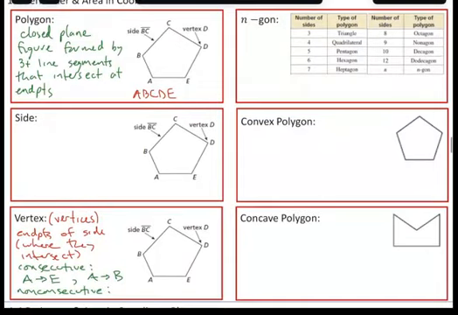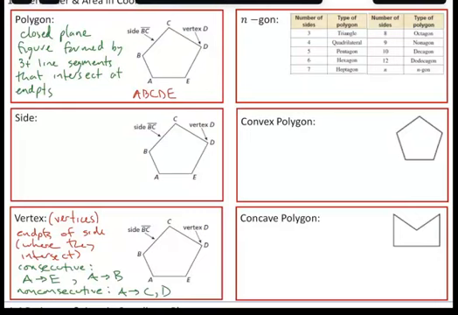The non-consecutive vertices, again, if we start with A, then the vertices that would be non-consecutive to A would be the ones that aren't consecutive. So the only other 2 would be C and D. So those would be the 2 non-consecutive vertices regarding point A. Now each individual vertex will have its own set of consecutive and non-consecutive vertices.